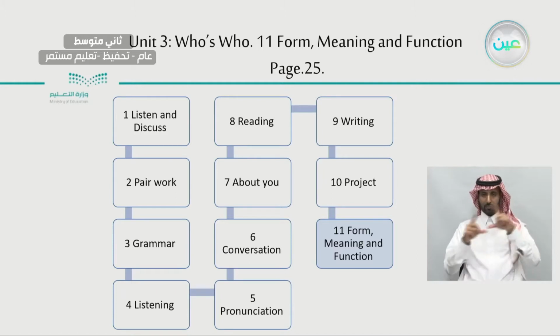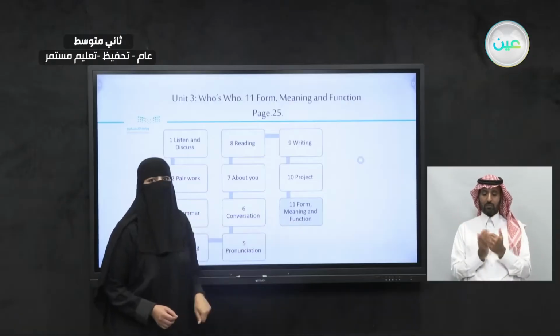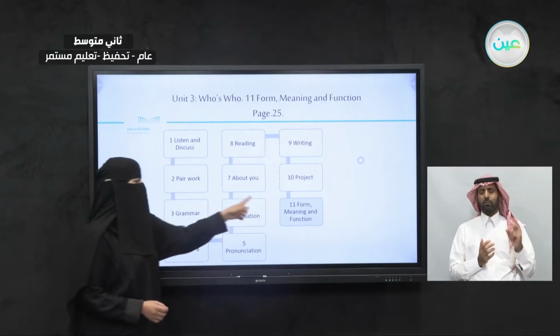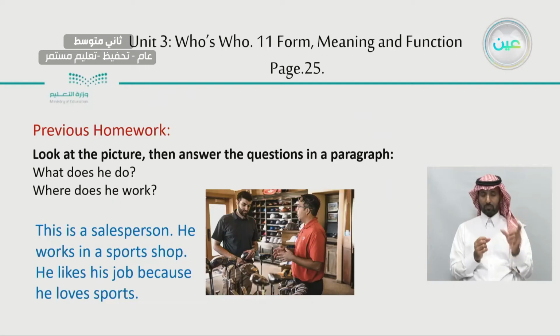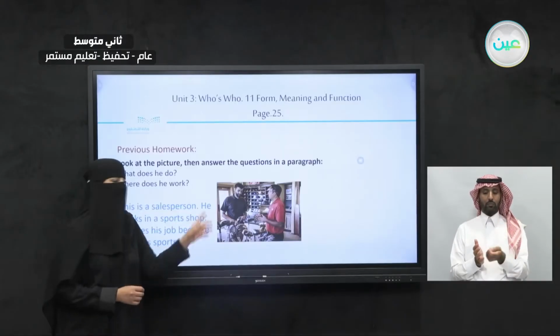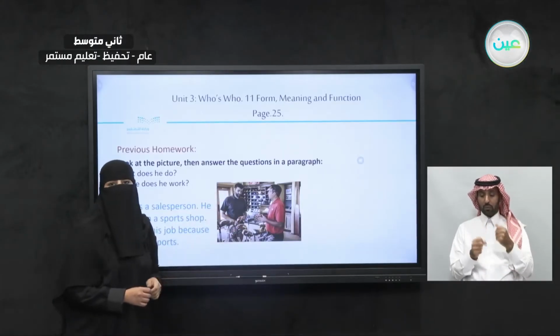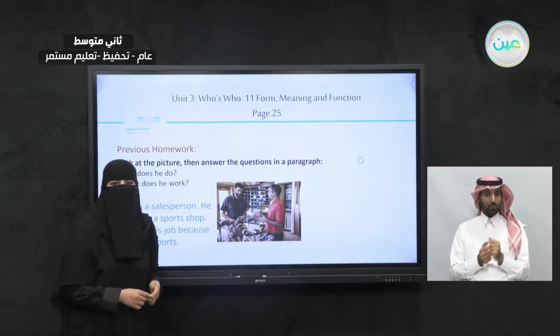So we are at the last step here in Unit 3. So what are we going to do in form, meaning, and function lesson? But before we go to the lesson, I want you to go to the previous homework. What did you do in your homework? You were asked to do this. I wanted you to look at the picture and then write about something. I wanted you to answer this question and write about the picture, the occupation in this picture as mentioned in the last lesson.